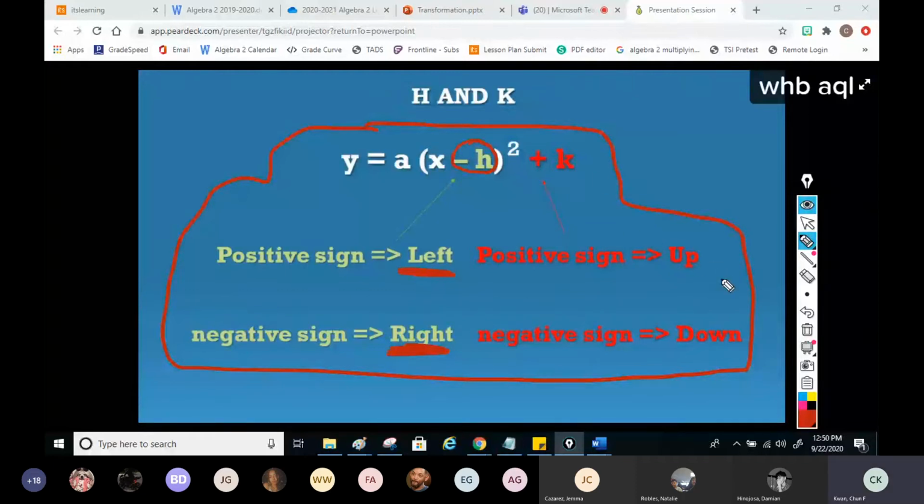All right, the next thing is the k right here. The number at the very back, we are going to call the letter k. If that is a positive sign, then the graph is going to shift up. It's going to move up. If the sign is a negative sign, then the graph is going to move down. And we will talk about A later on. Right now, we'll only focus on h and k.